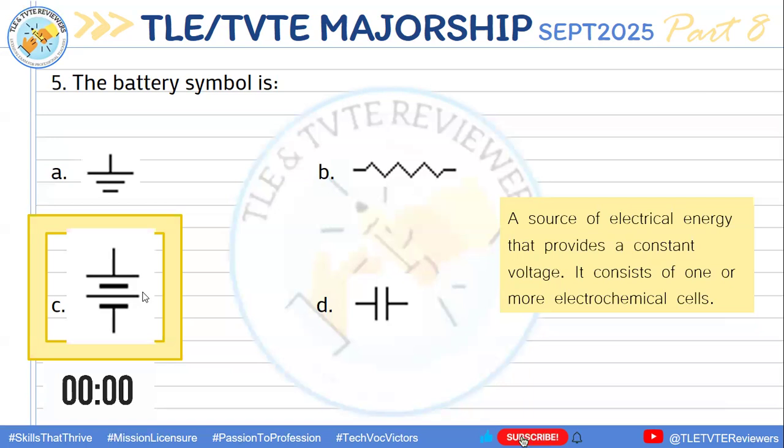For letter B, that's resistor. It is a component that resists the flow of electric current, producing a voltage drop. It is used to control current in circuits. And letter D, capacitor. It is a device that stores electrical energy in an electric field. It blocks DC while allowing AC to pass in filtering and timing circuits. So the answer is letter C.